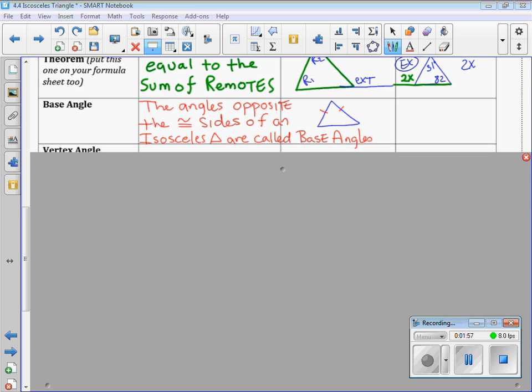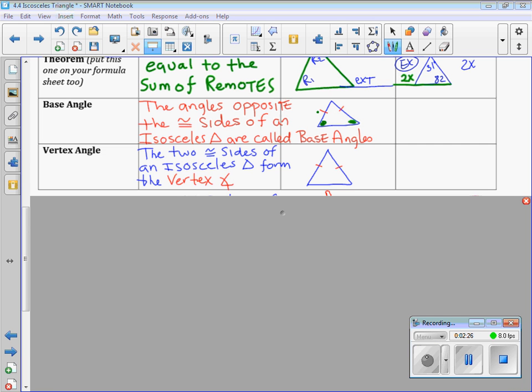Okay, the angles opposite the congruent sides of an isosceles triangle are called the base angles. So here I have an isosceles triangle there in the blue. And so if I look at this angle over here that I just marked green, and go to the angle that's opposite that side, that's one of the base angles. And then I do the same thing over here and I find the other base angle. So the two angles marked in green are the base angles.